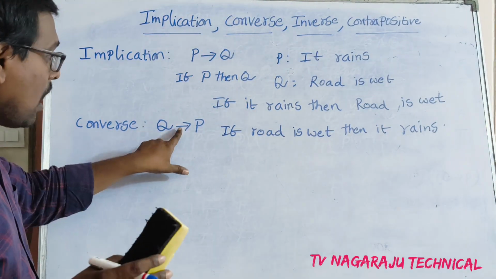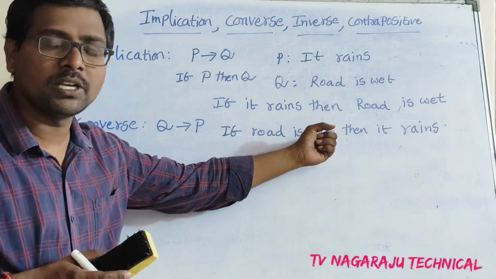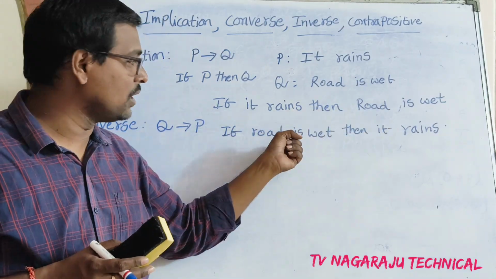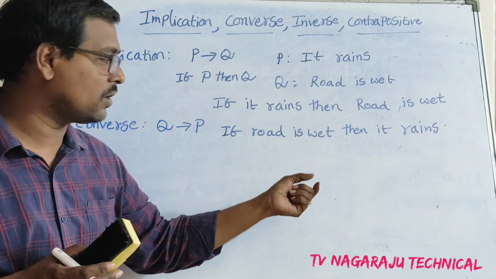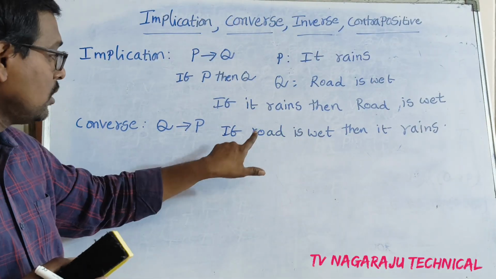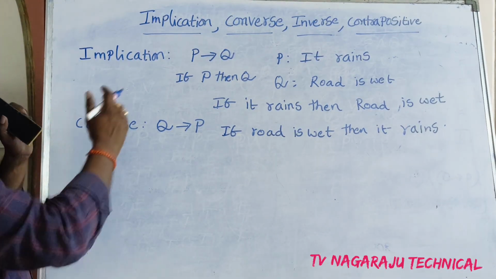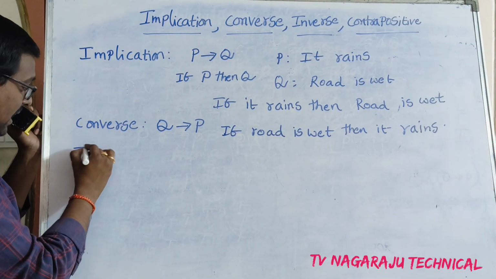Now observe, is it true? No. This is not always true in all the cases. The road is wet not only because of rain. The road is wet due to some floods, due to some washing, for other reasons also. So this is not always true. This is converse.